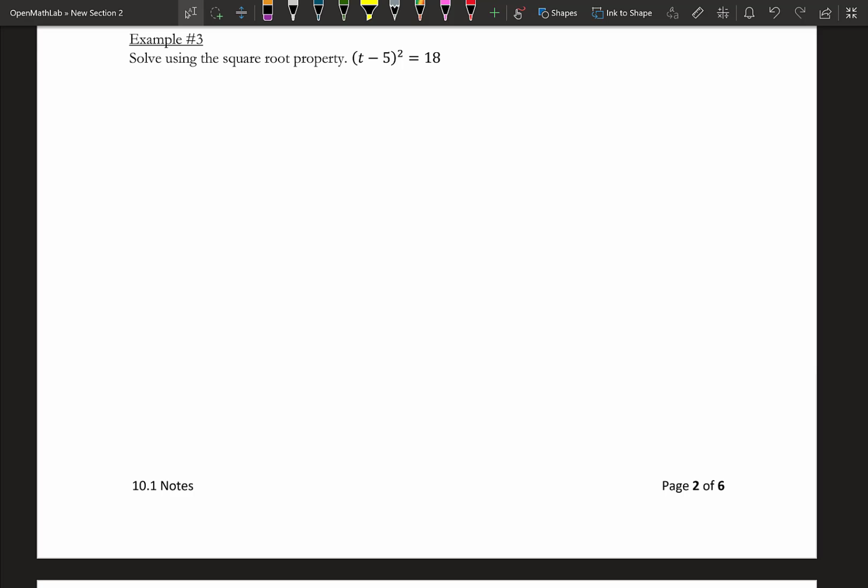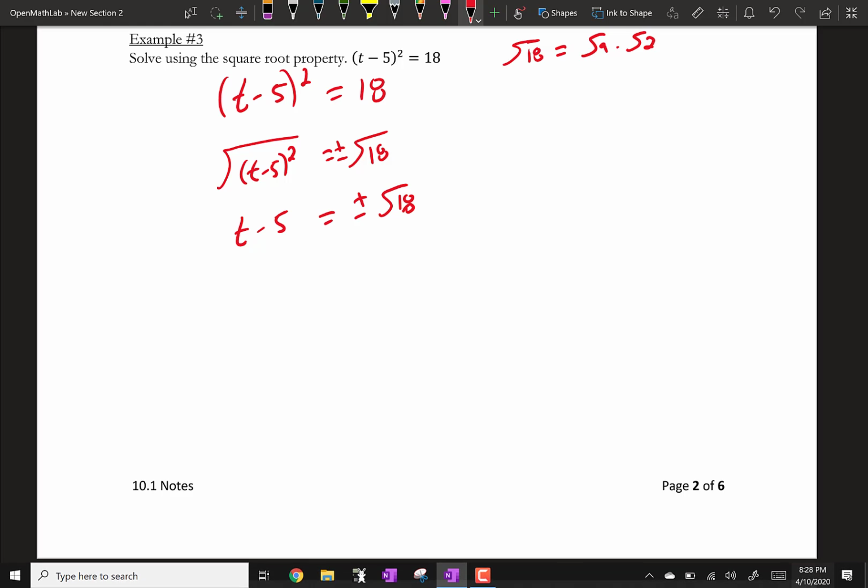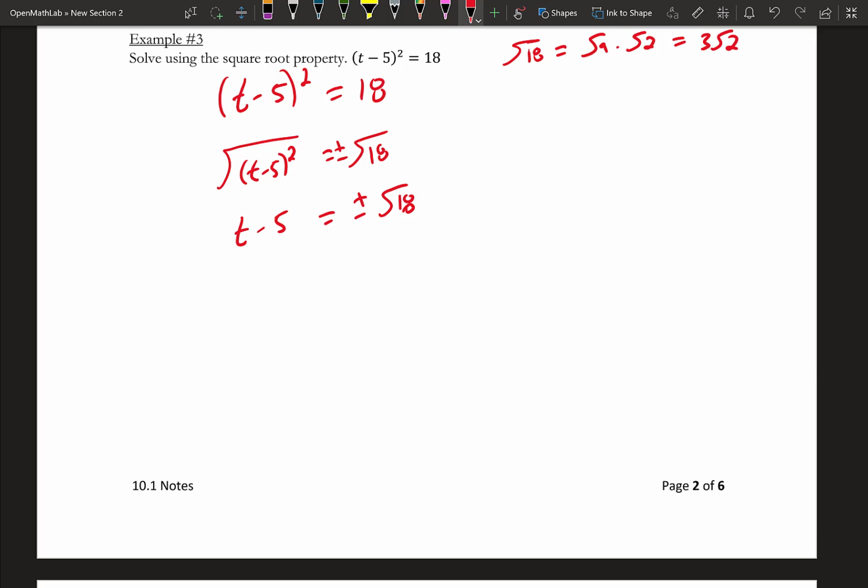Right, so then example 3, we have t minus 5 quantity squared equals 18. So notice on the left-hand side, we already have something squared. So I can apply the square root property and take the square root of both sides. So that leaves me with t minus 5 equals plus minus radical 18. Right? And radical 18 can be thought of as radical 9 times radical 2, using the multiplication property of radicals, which is just 3 radical 2, to simplify that.